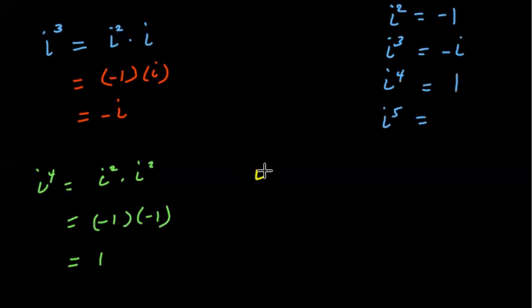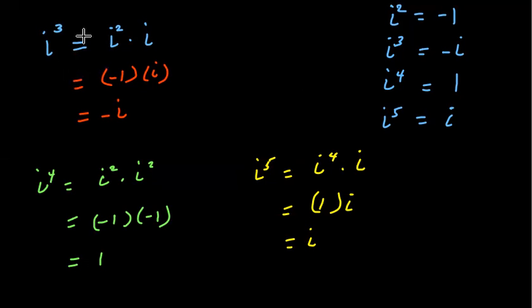So i to the fifth power is actually equal to i to the fourth power multiplied by i. i to the fourth power is just 1. So this is 1 times i, which is just i. So i to the fifth power is i. And so you can figure out any of these as we move forward. Okay?